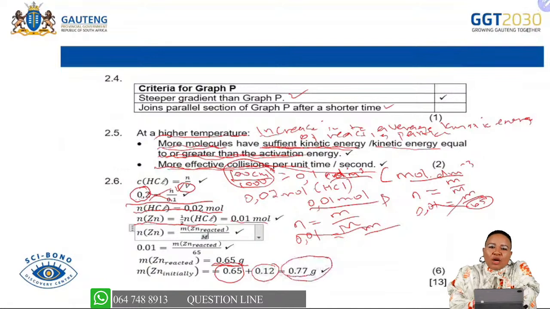So for stoichiometric calculations, you need to make sure that you understand the question and also use all the skills of calculations in order for you to get the correct marks.